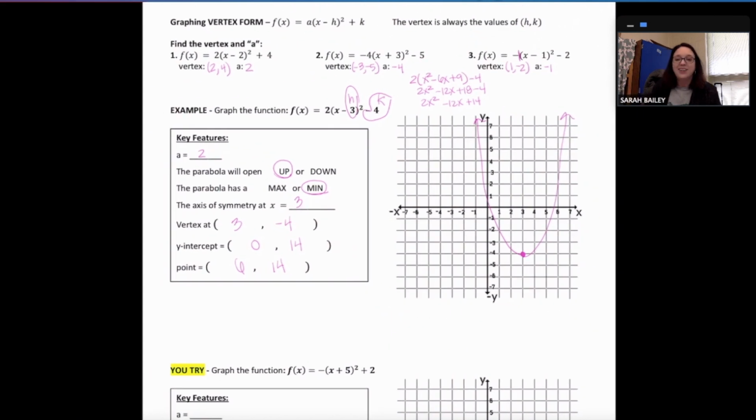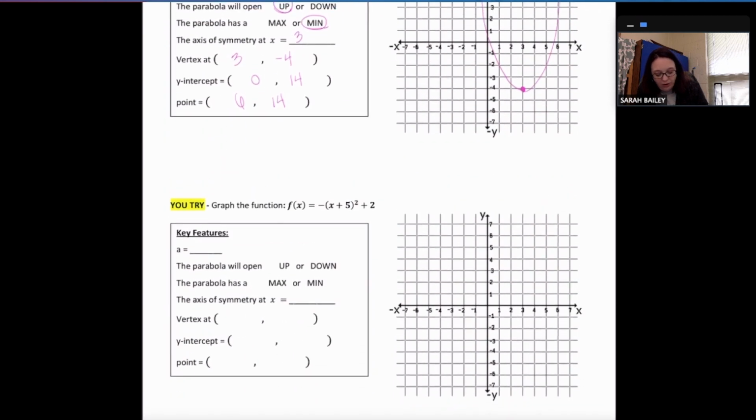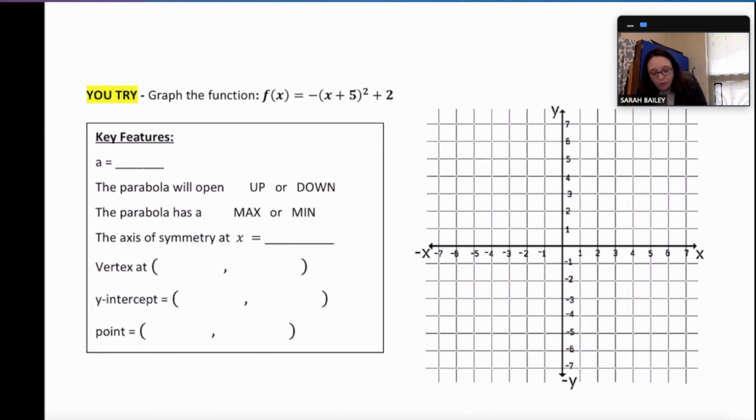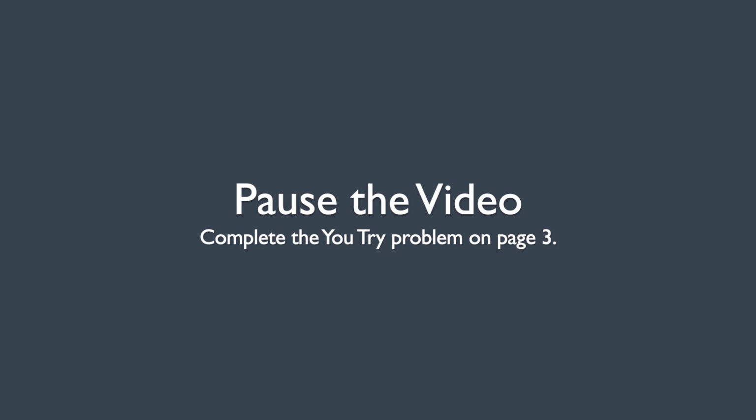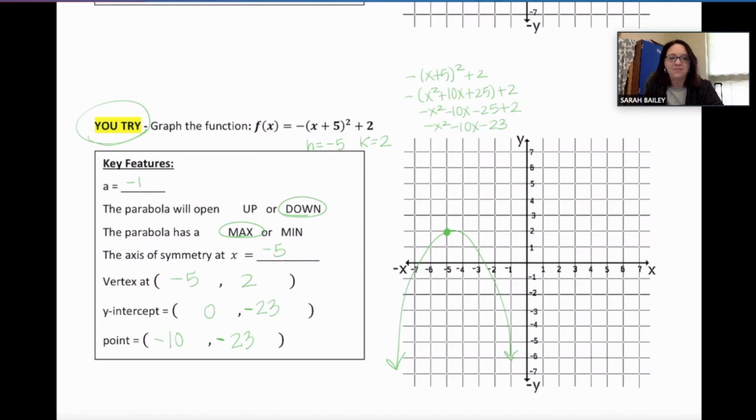Okay, so this one isn't as easy, right, graphing in vertex form, but we're still going to try it anyway. Now I want you to pause the video and do this problem, and then we'll check. Okay, so now I want you to pause the video and check over the answers here. I'll give you a minute to do that.